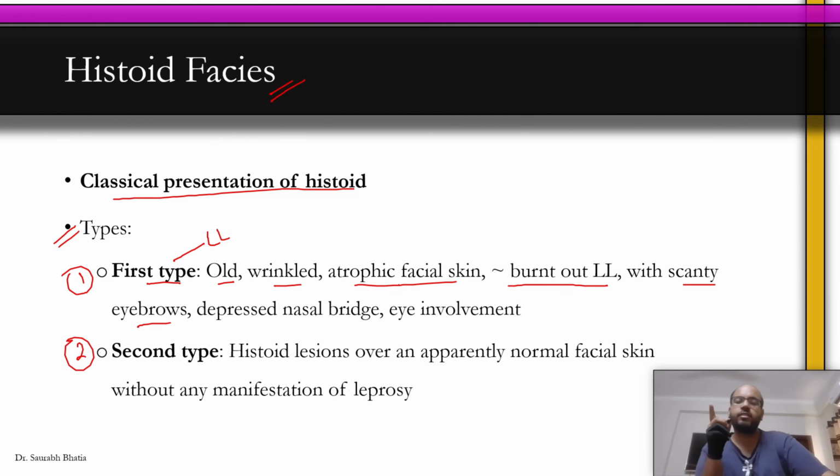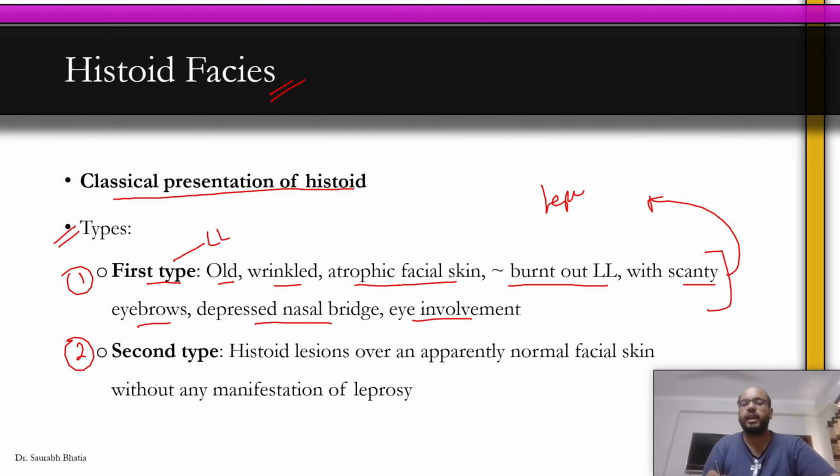Now remember, we have told that in histoid leprosy there's persistence of eyebrows, but in histoid facies or the first type, you can have involvement of eyebrows along with depressed nasal bridge and eye involvement. So if you can remember correctly, all these features look like lepromatous leprosy. But how will you differentiate? Patient will have nodules and plaques, thick skin nodules over the body. We are just talking about the face here. The first type can mimic leonine facies of the lepromatous leprosy. Clear?